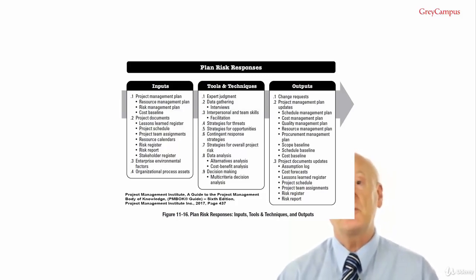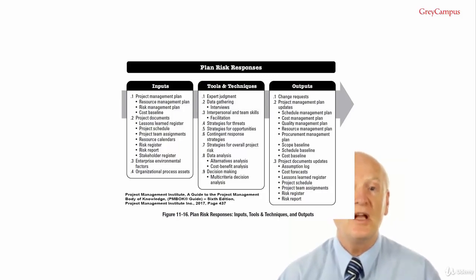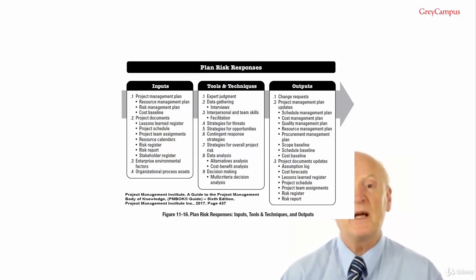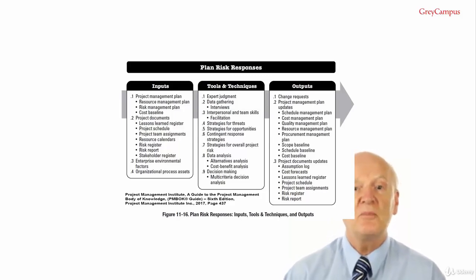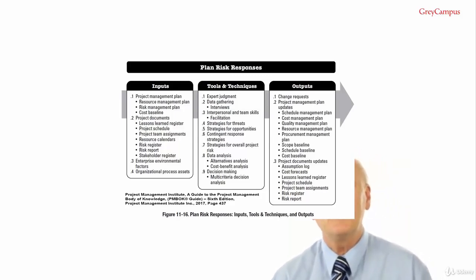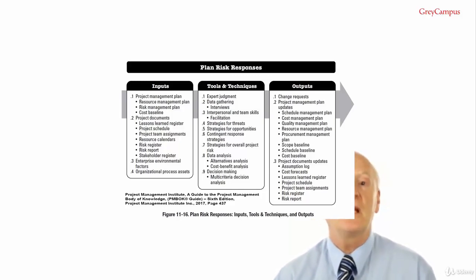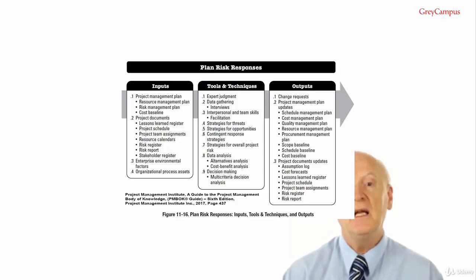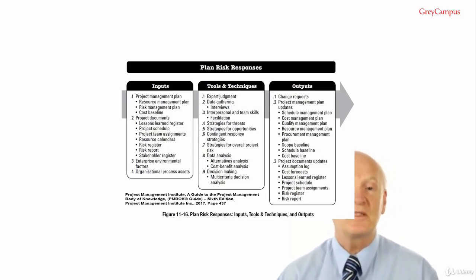Output number 2, project management plan updates. Any change to the project management plan goes to the organization's change control process via a change request. Components that may require change requests for the project management plan include schedule management plan, cost management plan, quality management plan, resource management plan, procurement management plan, scope baseline, schedule baseline and cost baseline, which is a heck of a lot really.